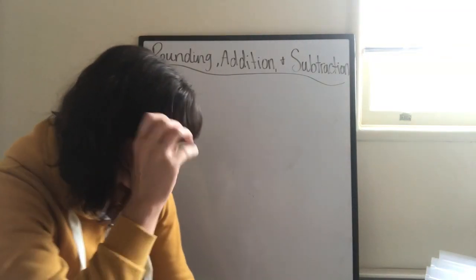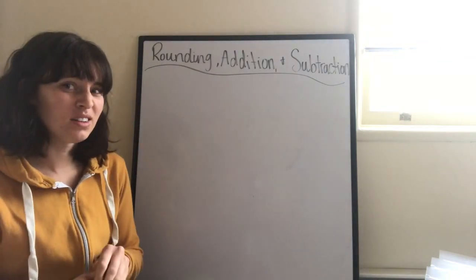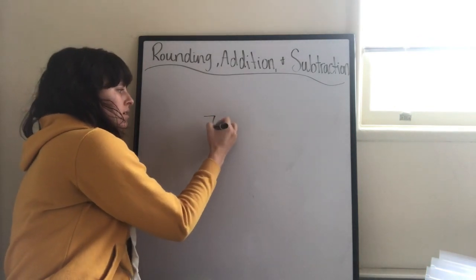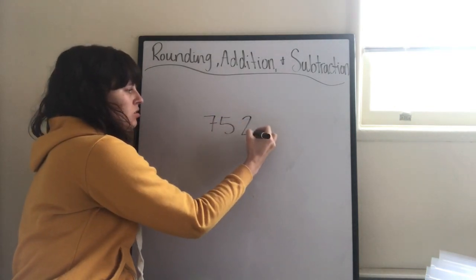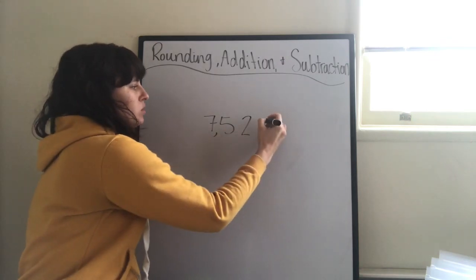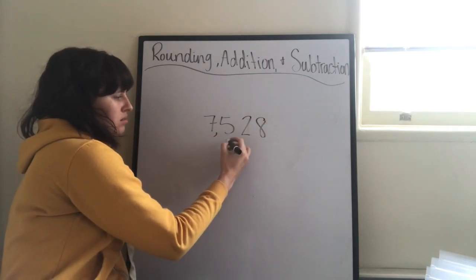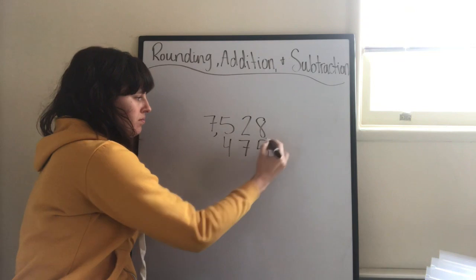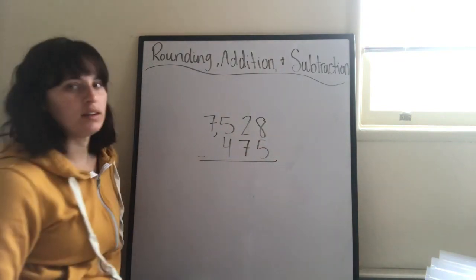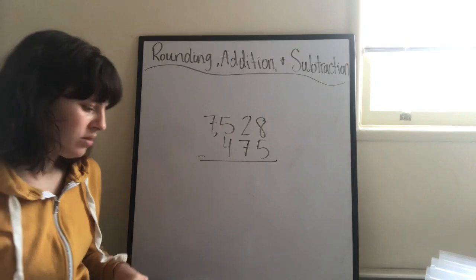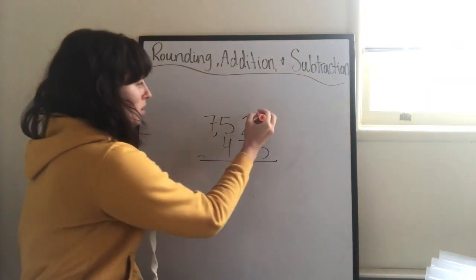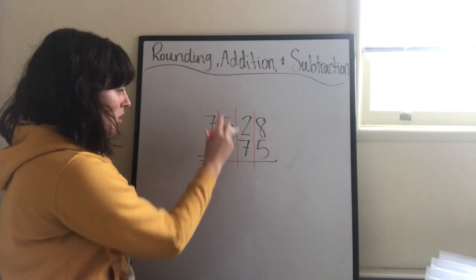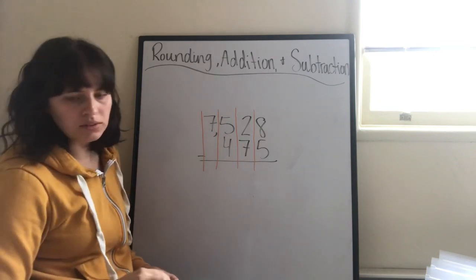Subtraction. And I might actually do 2 subtraction examples. It's a little more difficult. So let's do 7,528 minus 475. Okay, now we're subtracting. This is a little different, but we still need to make sure that our places are lined up. These numbers are in the ones place, tens, hundreds, and then we only have one number in the thousands.